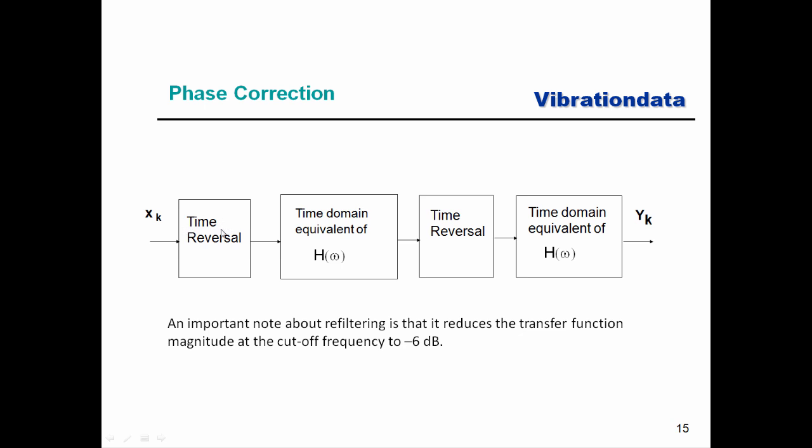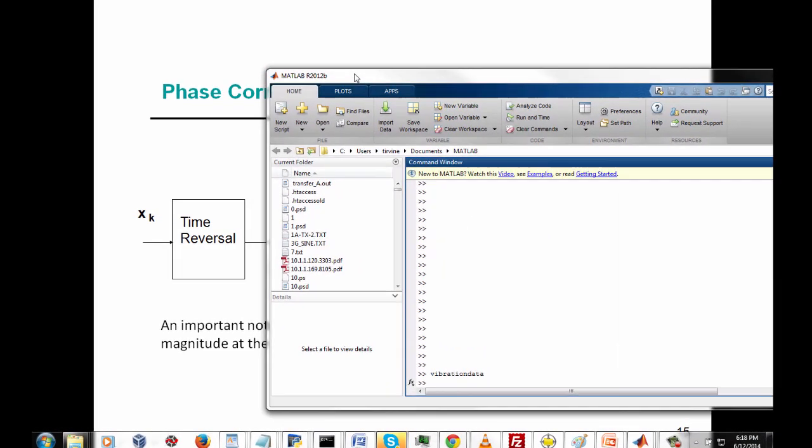So anyways, we reverse the time history. We play it into our digital recursive filtering relationship, which is the time domain equivalent of the transfer function. Now this intermediate output time history, we reverse it. So now the time history is pointing in the correct direction, and then we filter it one more time. We call this refiltering for phase correction. Now a consequence of this is that it changes the response at the cutoff frequency from minus 3 dB to minus 6 dB. Well, let's see how that works.